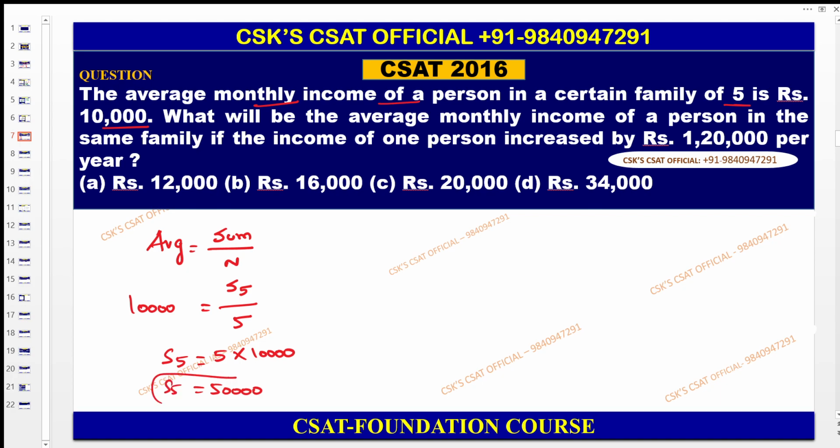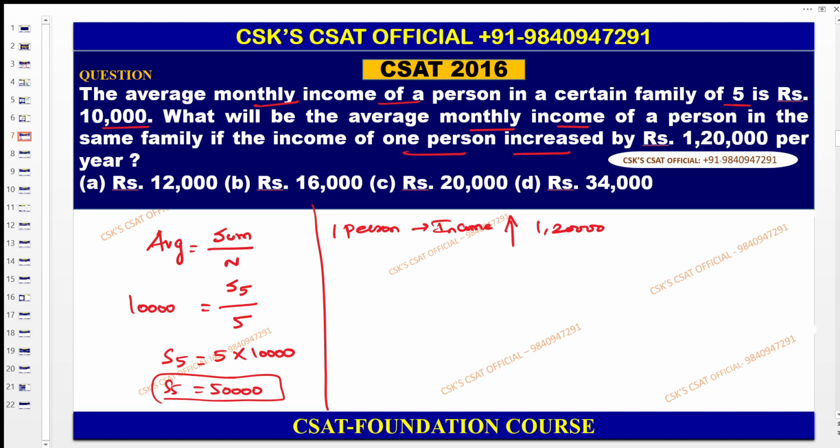Okay. So now next here is, what will be the average monthly income of a person in the same family if the income of one person increases by 1,20,000 per year. So now it is related to the month. So for a month you can divide this one, which is equal to 10,000 per month.